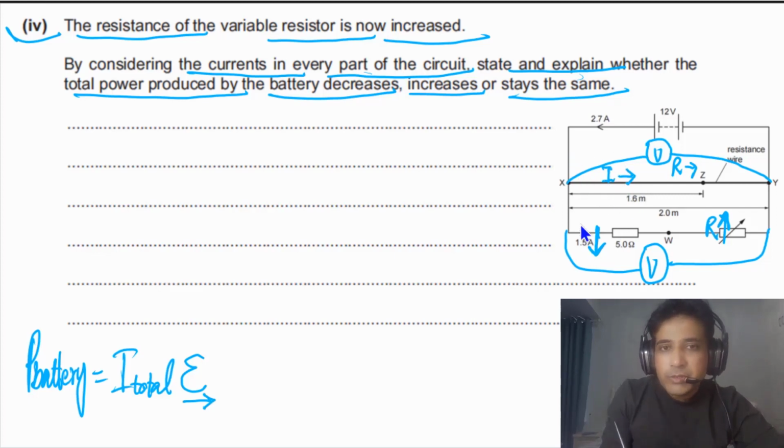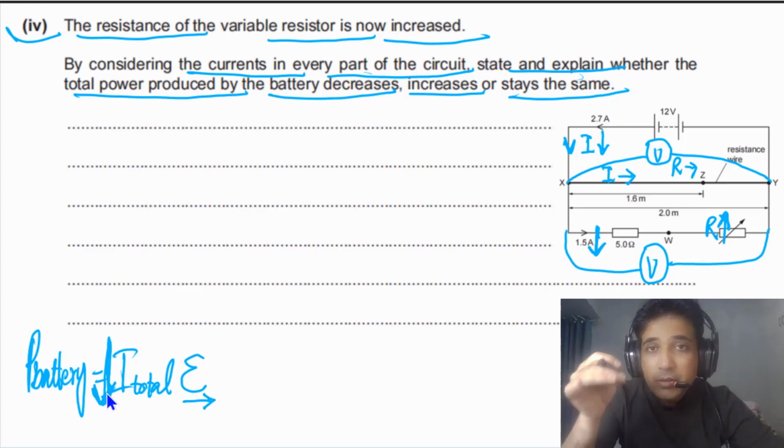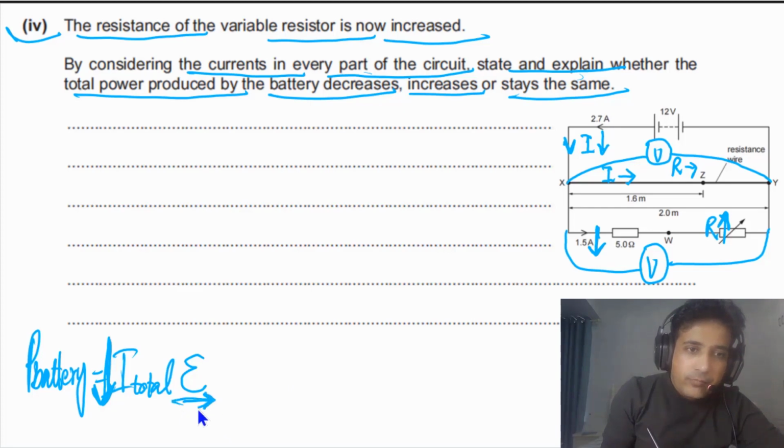So it simply means that total current coming from the battery has to decrease because current in this branch has been decreased. So total current coming from the battery has been decreased. So it means that the power of the battery will decrease. Means the battery will deliver less energy per second. So the power of the battery decreases because EMF of the battery remains the same.